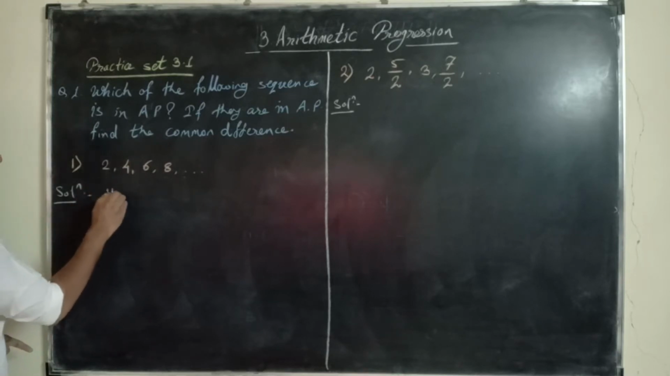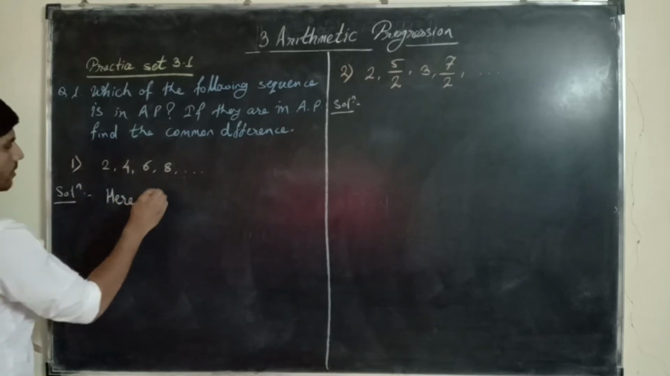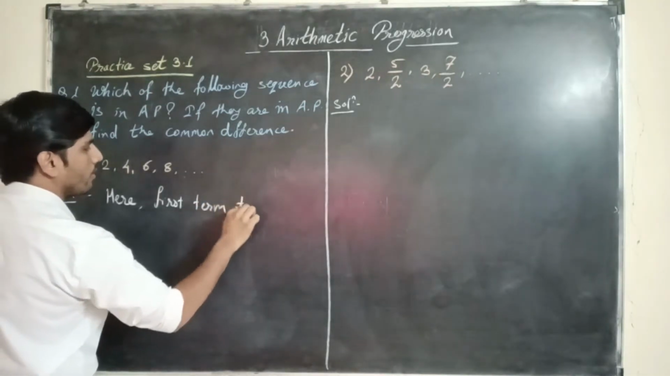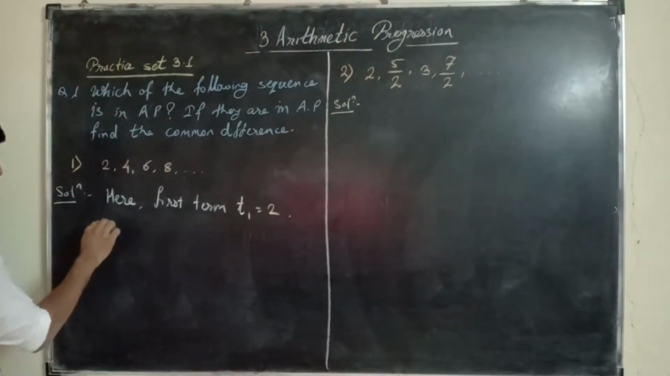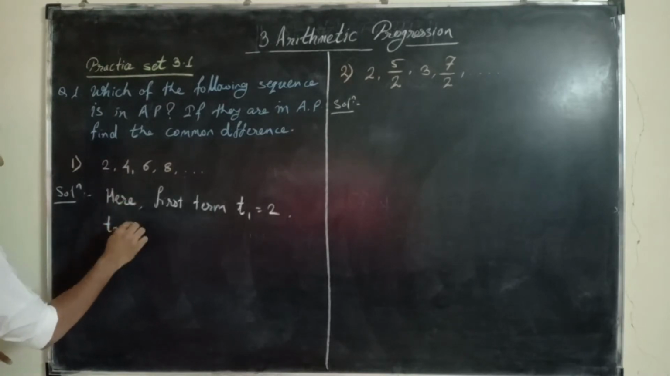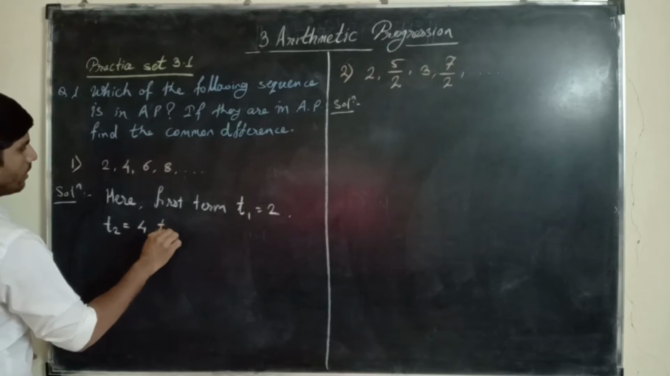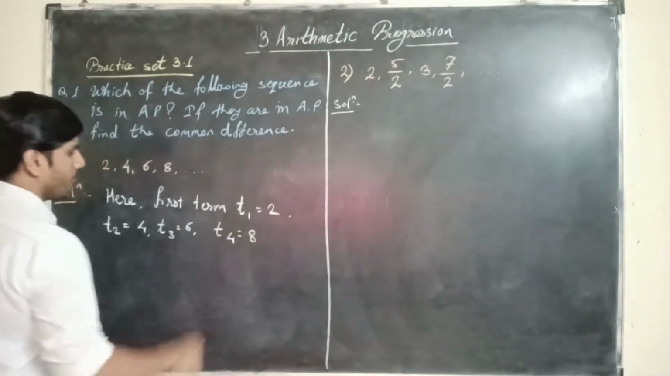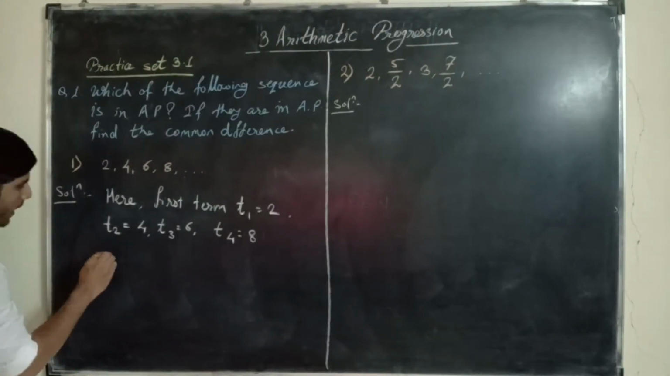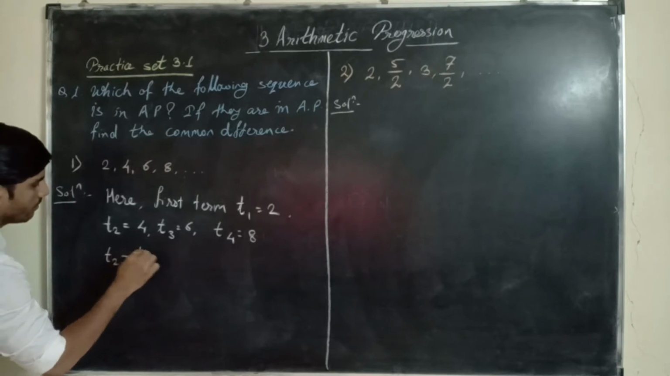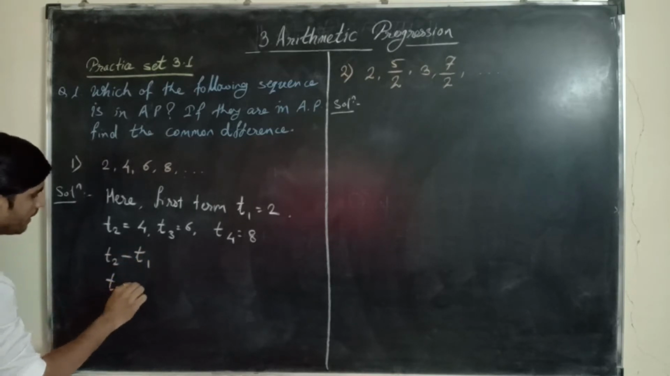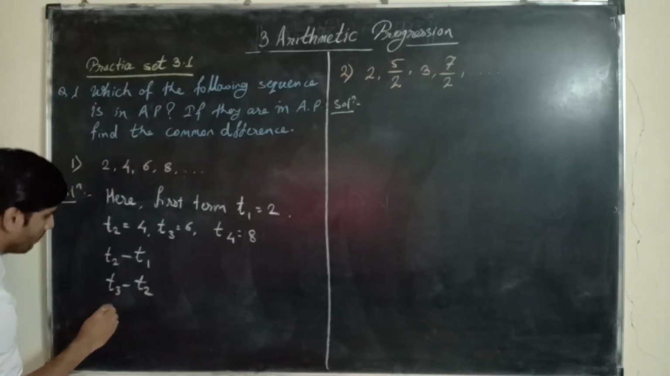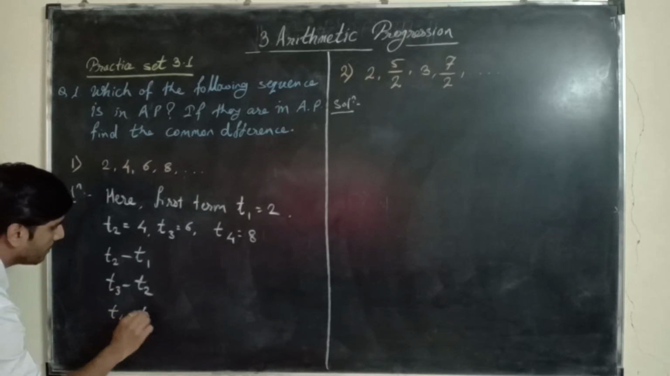Now here we know the first term, that is T1 is 2, T2 is 4, T3 is 6, T4 is 8. Now to find the common difference, we need to find T2 minus T1, T3 minus T2. That is, we are going to subtract a term from its previous term, and T4 minus T3.